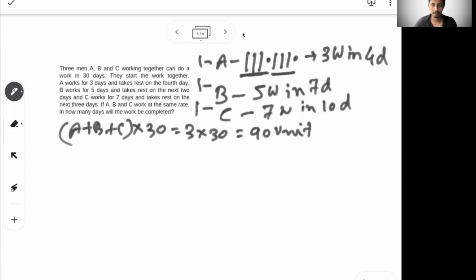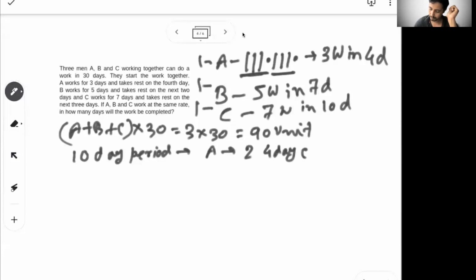So how do we do that? One option is you can go by the options, but if you don't have options, you can try. So let's say a 10-day period. In 10 days, A has two 4-day cycles plus 2 working days. In each 4-day cycle, A has 3 working days, so A does 3 units in each 4-day cycle. So two 4-day cycles means 3 into 2 units, plus 2 days, which means 2 units. So A is doing 8 units.